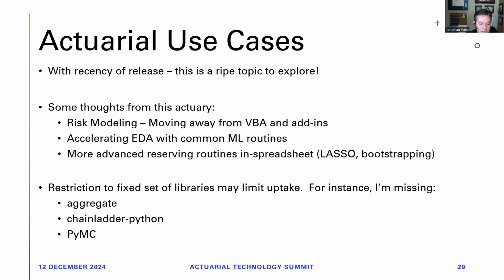One thing, and I think this might really make Python and Excel infeasible for a lot of people, is that there's a restriction to a fixed set of libraries. A few that I'm missing are Stephen Mildenhall's Aggregate, a really good risk modeling library, and the chain ladder Python package, which I know is being presented on at this conference. Unfortunately, we wouldn't be able to deploy it in Python and Excel. It's a really good reserving package.